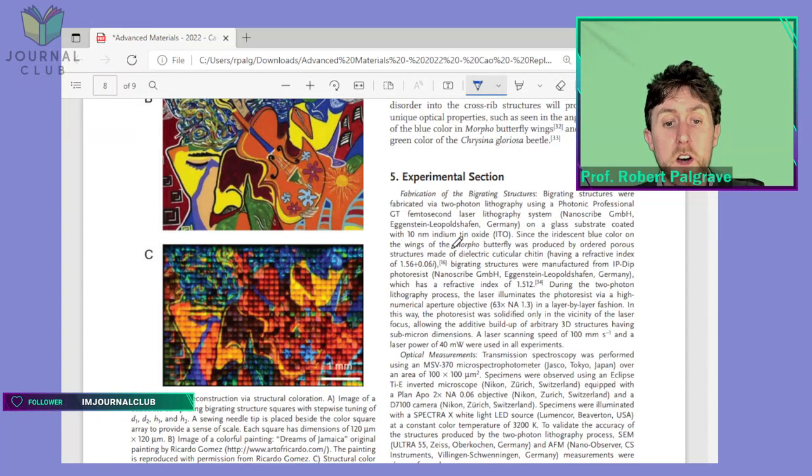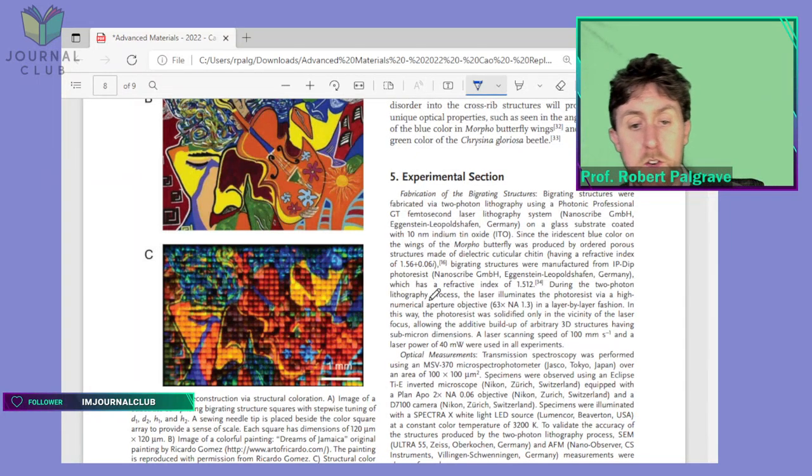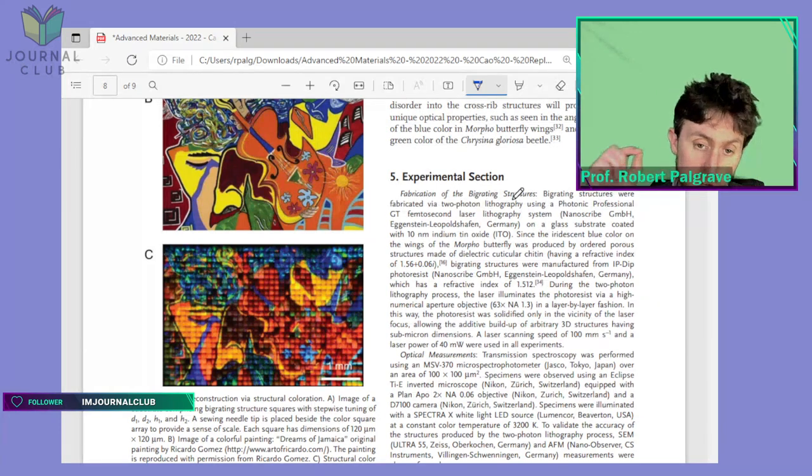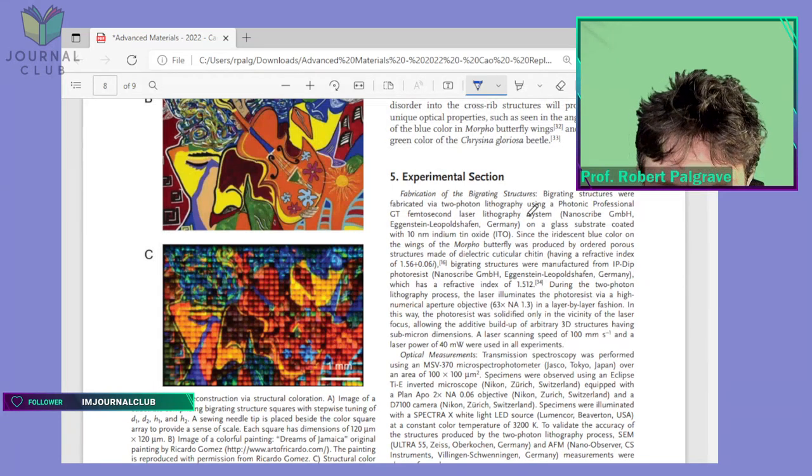The way that 2-photon lithography works is that you have a laser which is shone onto what's called a photoresist. The photoresist is something that will change its properties when light is shone onto it. And I think in this case, is this a positive or negative photoresist?